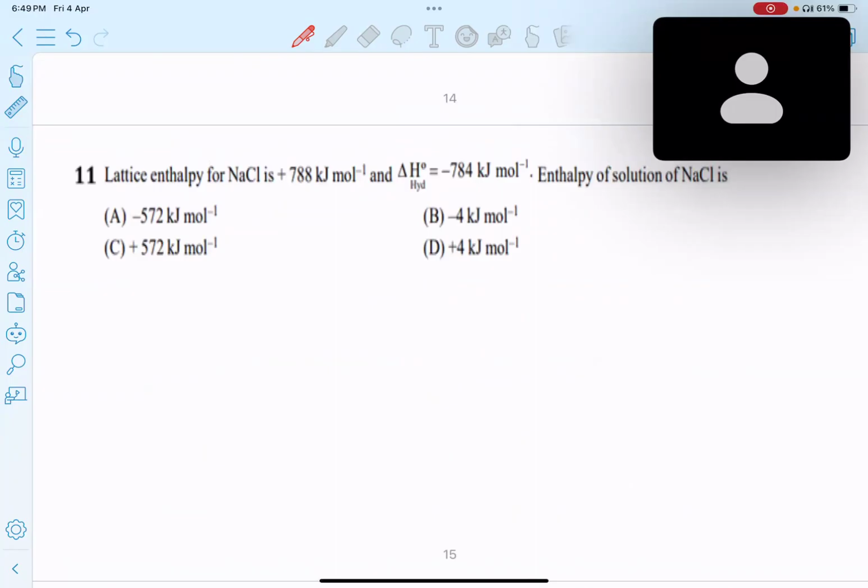The lattice enthalpy of NaCl is plus 788 kilojoule per mole, and the standard enthalpy of hydration is also given, that is minus 784 kilojoule per mole. Then the enthalpy of solution of NaCl: here NaCl is a solid compound, so when dissolved in water, the ions are dissociated to form aqueous sodium ion and aqueous chloride ion.